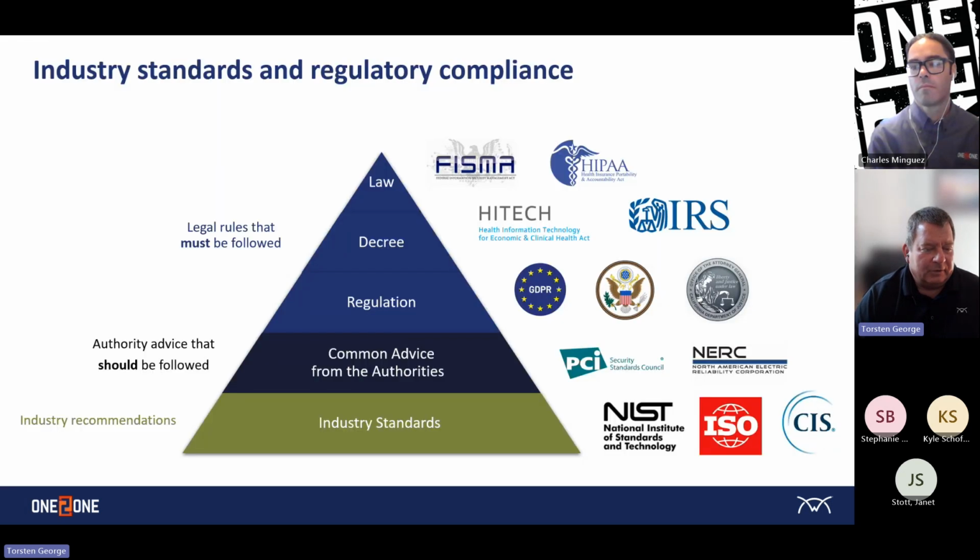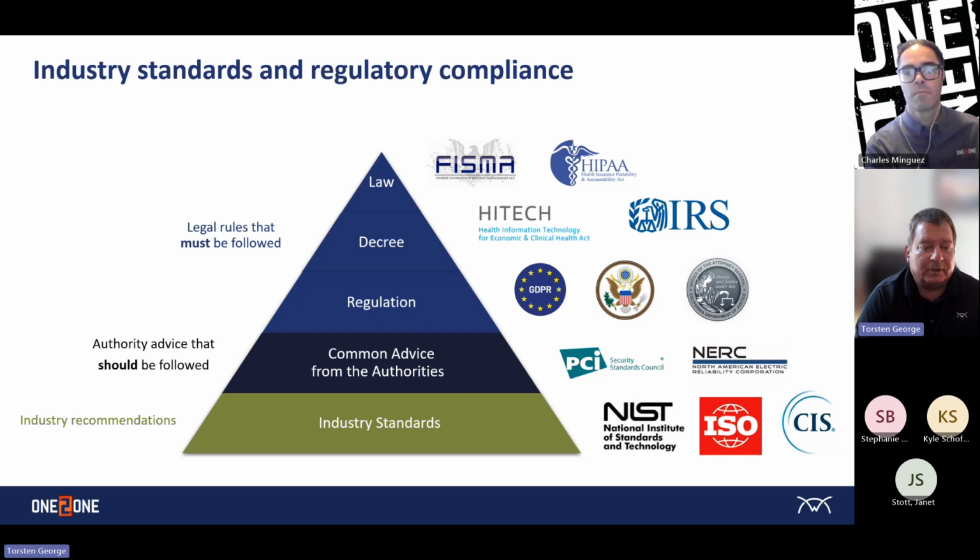And so many industry oversight agencies, as well as the governments, have realized we have to step in here. We have to protect citizens, but also businesses, and we have to give them guidance. And so you have this pyramid. There are laws like FISMA and HIPAA. There are decrees like HITECH, and the IRS even has specific stipulations around cybersecurity. And then you have government regulations, be it on the privacy side, GDPR, obviously top of mind. You have DHS and other organizations that issue regulations.